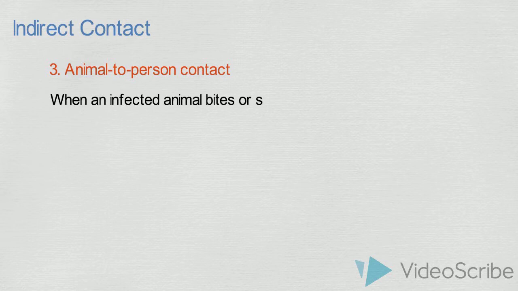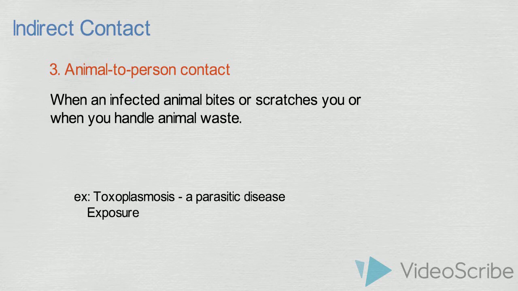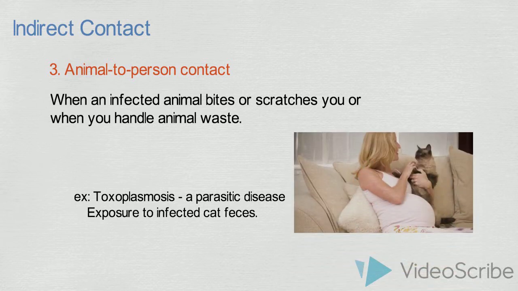Disease can also be transmitted from an animal to a person. This can happen when an infected animal bites or scratches you, or when you handle animal waste. For example, the Toxoplasma gondii parasite can be found in cat feces. Pregnant women should take extra care.